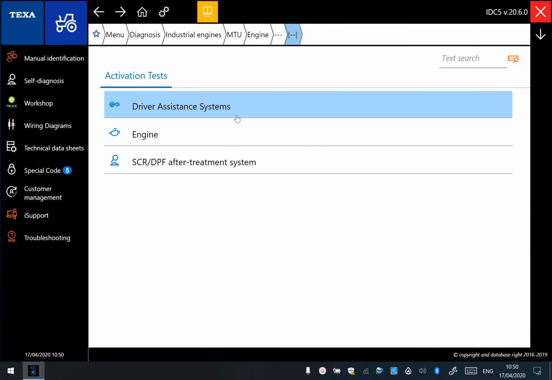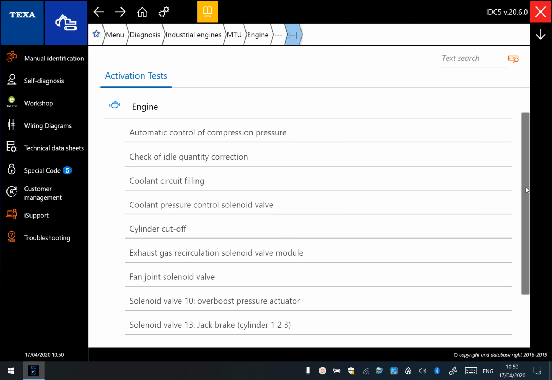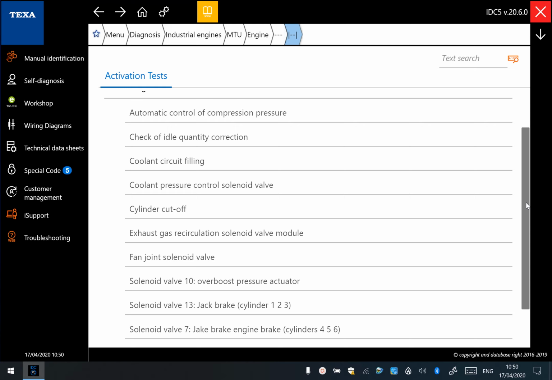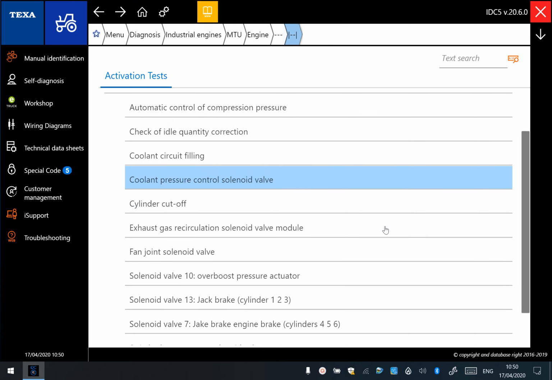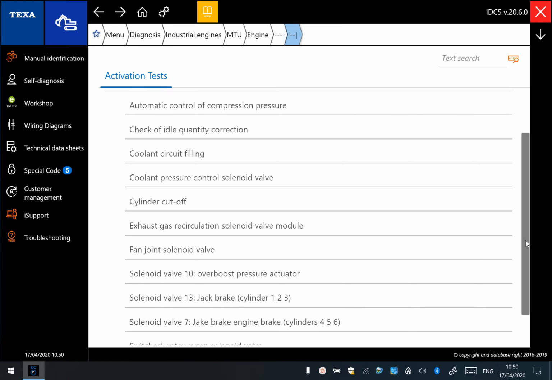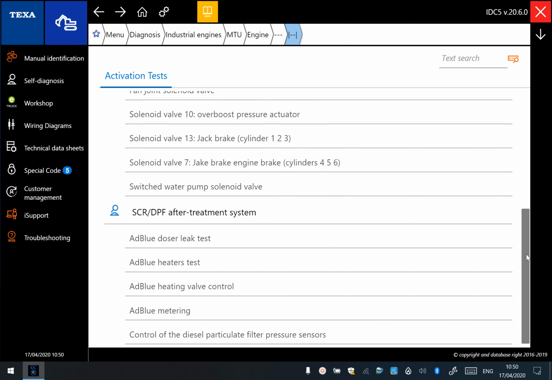Activation wise, again, it's split down into the systems, so I'll just scroll down slowly. You can see there's quite a few tests that we can perform. Basic stuff like cylinder cutoff, solenoid turning on and off, just checking systems, as I said. So there's a few options there on the SCR side of things. As long as it is a later type, these would be applicable. These are all the options that would be available for the MTU.